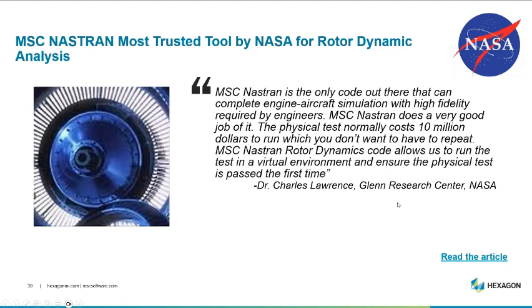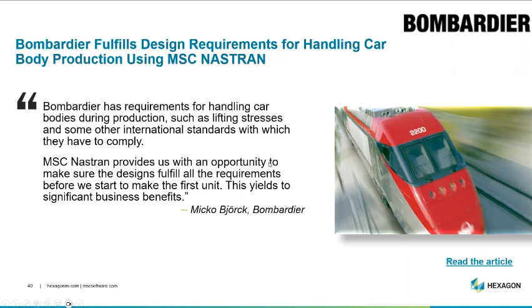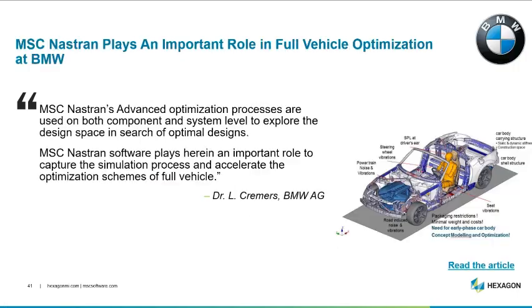From NASA, it's similar to that initial one, so I'm not going to add again. It's that same $10 million that it cost for a mistake. We have to retest, and that's just a test, not even redoing the design. For Bombardier, there are requirements for handling car bodies during operations, such as lifting stresses and some other international standards with which they have to comply. "So Nastran provides us with the opportunity to make sure the designs fulfill all the requirements before we start to make the first unit." For BMW, "MSC Nastran's advanced optimization processes are used on both the component and system level to explore the design space. It plays an important role to capture the simulation process and accelerate the optimization schemes of the full vehicle."